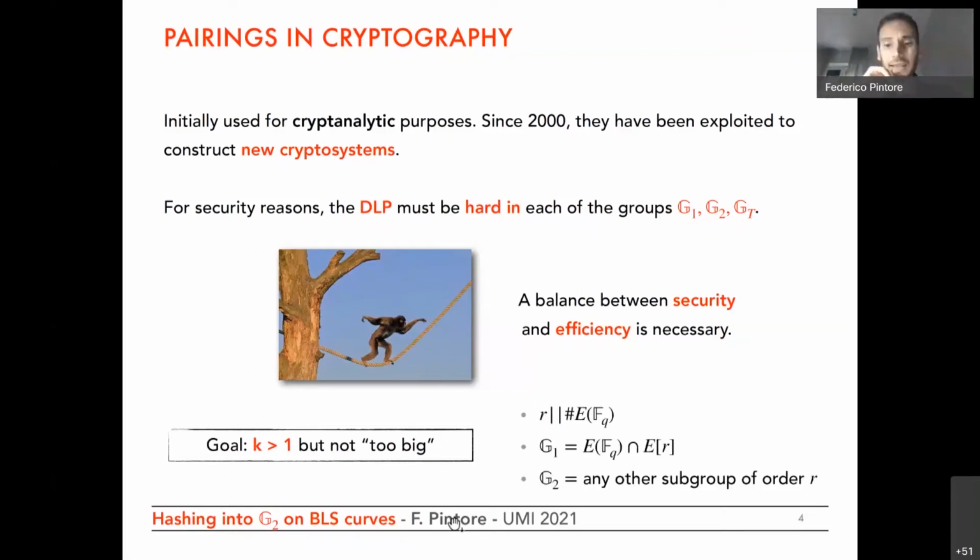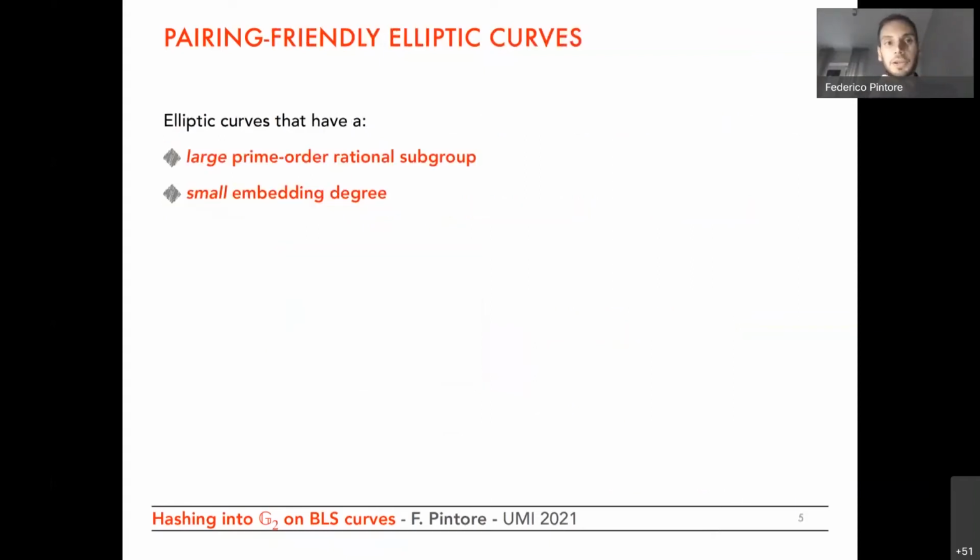And this is translated into the following conditions. G1 is set to be the only subgroup of a certain prime order R of a suitable elliptic curve E that has this property, while G2 is any possible other subgroup of order R of the curve E. I hope that the discussion in the previous slide explains why we use the word pairing-friendly elliptic curves. Pairing-friendly elliptic curves are curves that admit a large prime order rational subgroup, and at the same time their embedding degree is different from 1, but it is small.